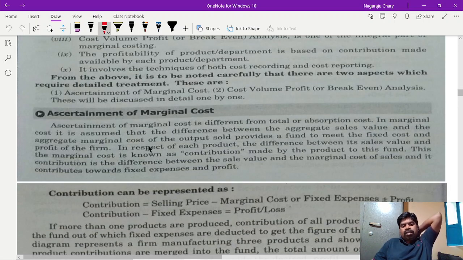How do we get marginal cost? Marginal cost is different from total or absorption cost. In marginal costing it is assumed that the difference between the aggregate sales value and the aggregate marginal cost of the output sold provides funds to meet the fixed cost and profit of the firm. In respect of each product, the difference between its sales value and the marginal cost is known as contribution. This contribution is the difference between the sales value and the marginal cost of the sales, and it contributes towards fixed expenses.